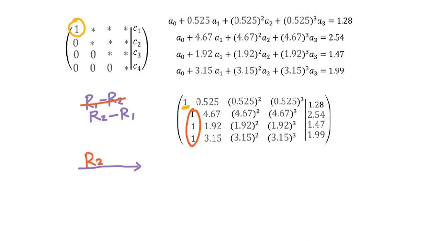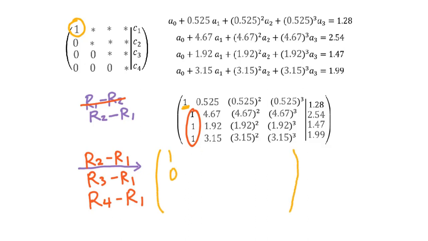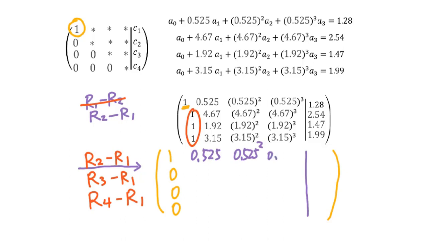So I will do row 2 minus row 1, row 3 minus row 1, and row 4 minus row 1. So that you will get this. This is 1, 0, 0, 0. The first row won't change, so I get 0.525, 0.525 squared, 0.525 to the third power. Here's a 1.28.